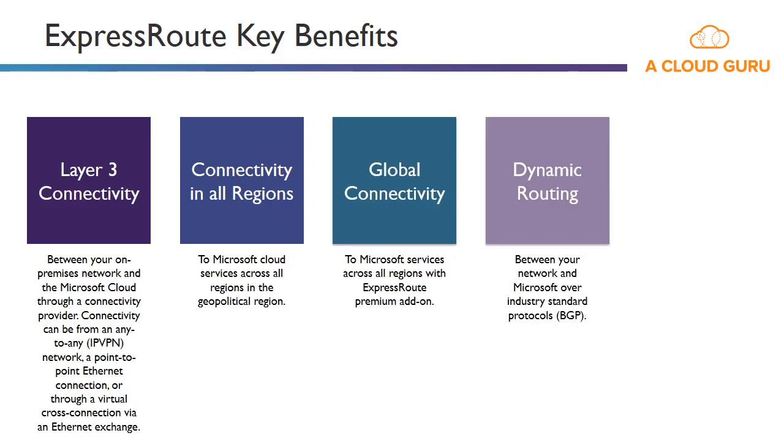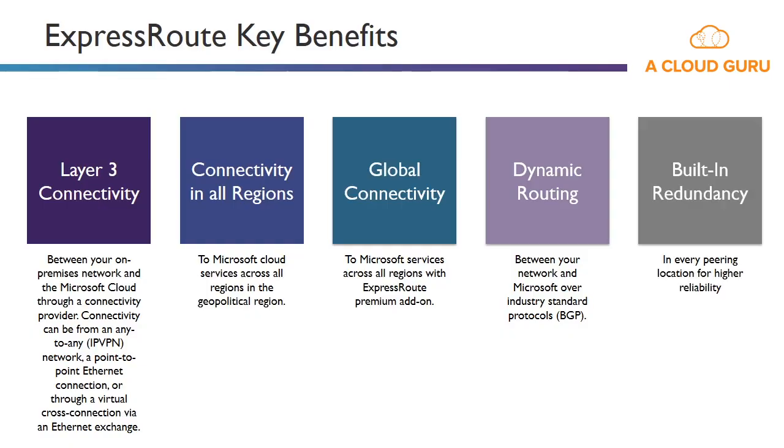In addition, we've got dynamic routing, so this uses BGP, the industry standard protocol, between our network and Microsoft. We have that all built in, and there's built-in redundancy. In every peering location, Microsoft is ensuring redundancy of hardware at every single point along the way, so we don't need to worry about that in addition.